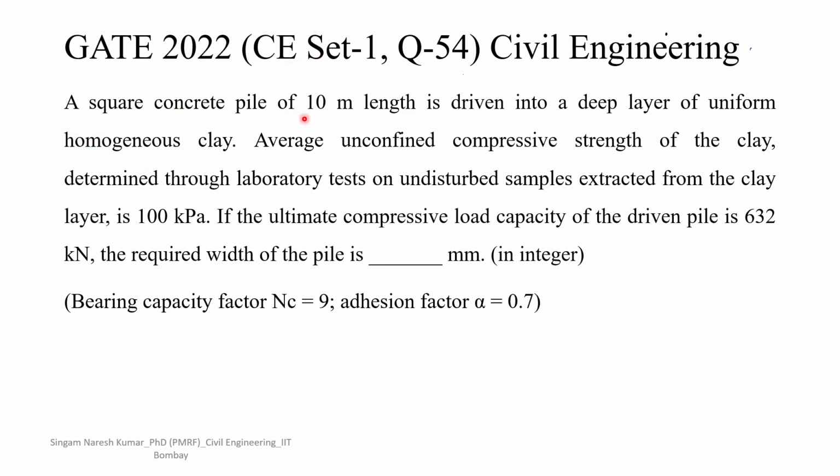A square concrete pile of 10-meter length is driven into a deep layer of uniform homogeneous clay. The average unconfined compressive strength of the clay, determined through laboratory tests on undisturbed samples extracted from the clay layer, is 100 kPa. If the ultimate compressive load capacity of the driven pile is 632 kN, the required width of the pile is how much? The answer should be given in mm. You need to remember these units.